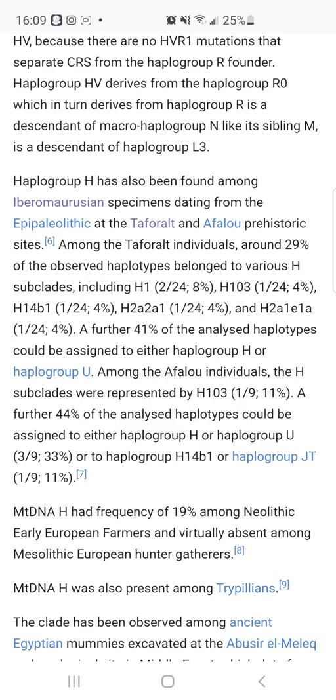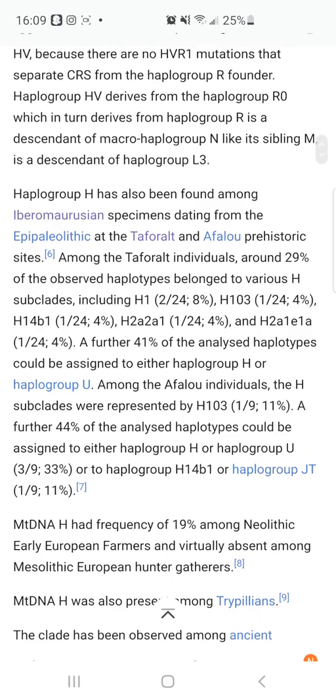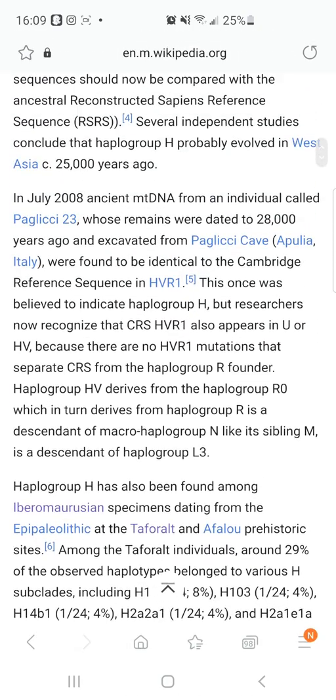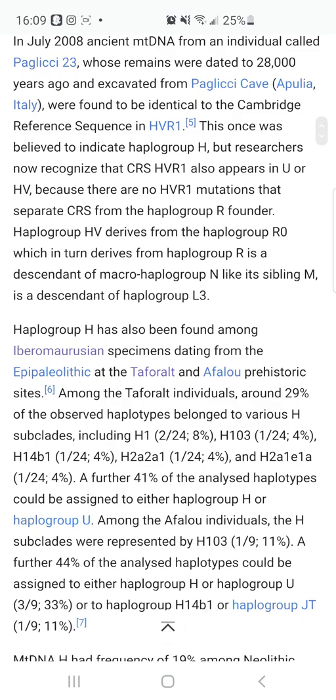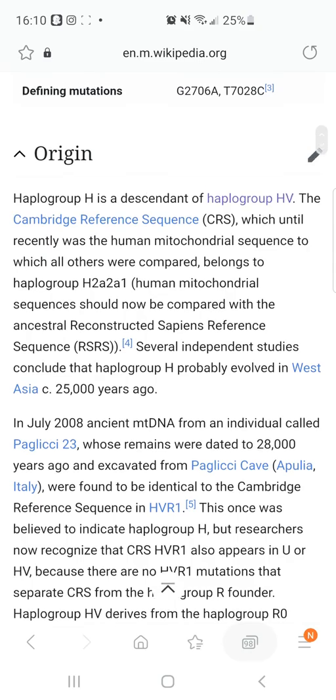I'm going to just read it again. Haplogroup H has also been found among Ibero-Mauritian specimens dating from the Epipaleolithic at the Taforalt and Afalou sites. Among the Taforalt individuals, around 29% of the observed haplotypes belong to various H subclades, H1, and all that. The point there that I wanted to read very much is the haplogroup.